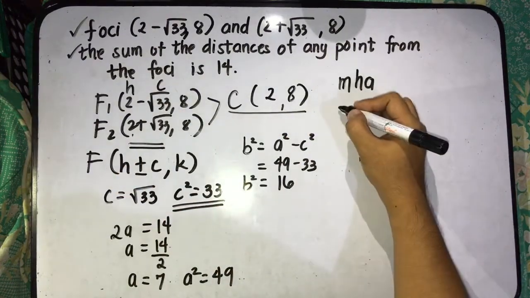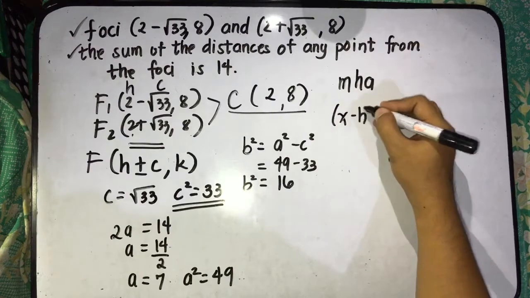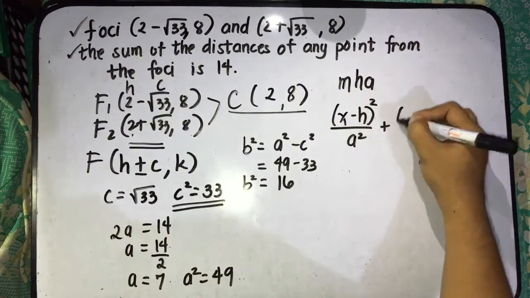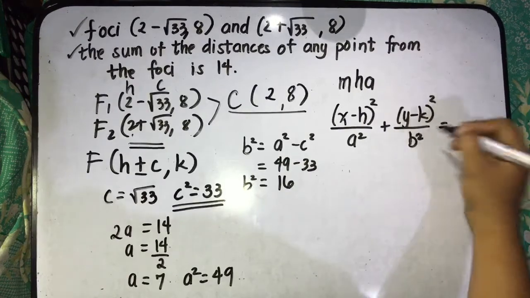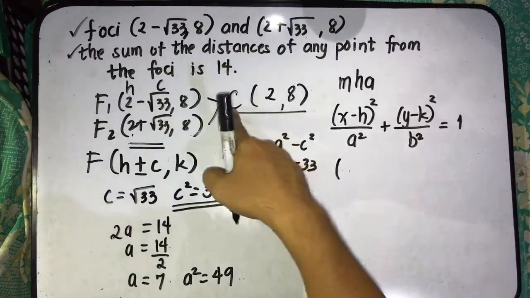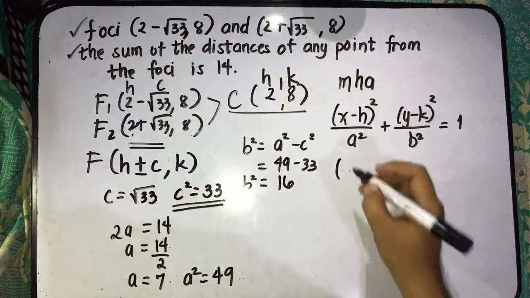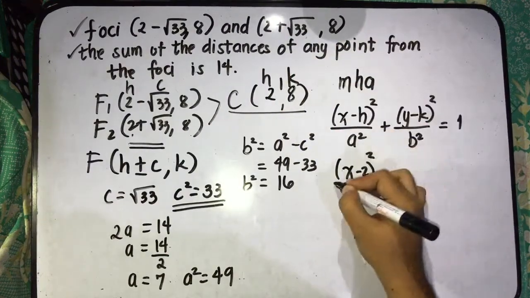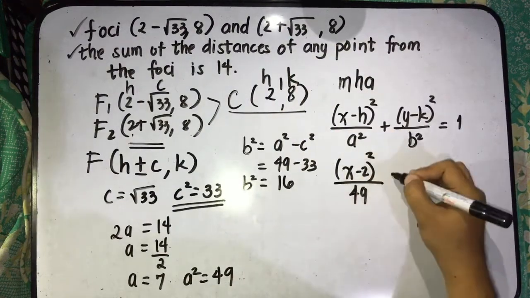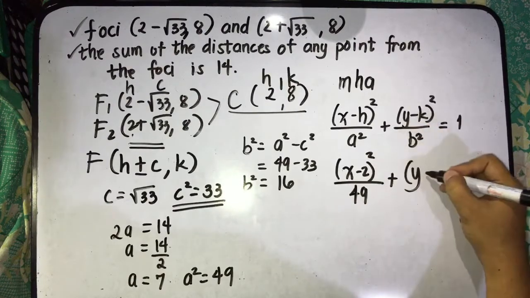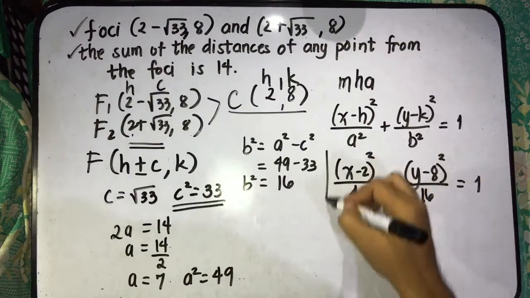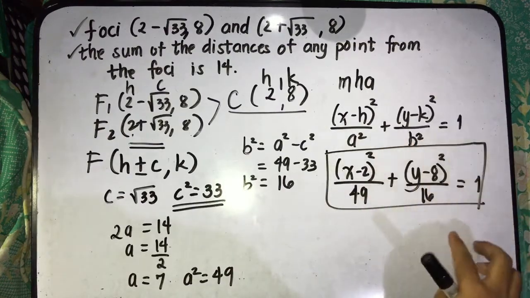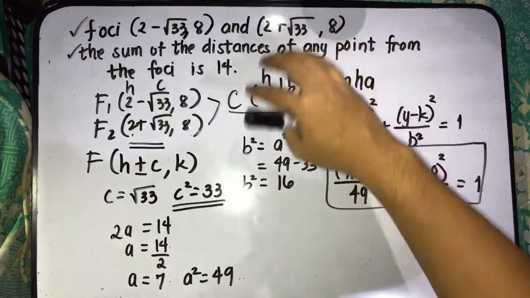If that is major horizontal axis, it will take an equation of x minus h quantity squared over a squared plus y minus k quantity squared over b squared is equal to 1. Substituting h and k into the equation, this becomes x minus 2 quantity squared over 49 plus y minus 8 quantity squared over 16 is equal to 1. So this is the equation of the ellipse having these conditions.